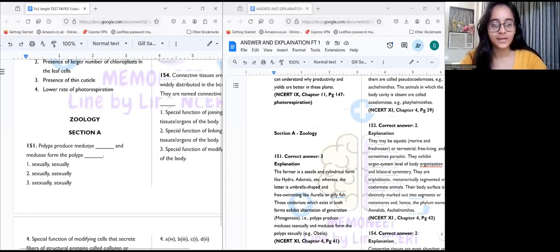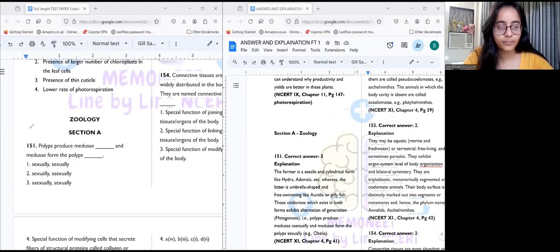Polyps reduce medusae dash and medusae form the polyps dash. Okay, so now we have this, just a second, let me show this to you all. Okay, so we have it here. Polyps reduce medusae asexually. And there's another short form that is medusa reduce polyps sexually.